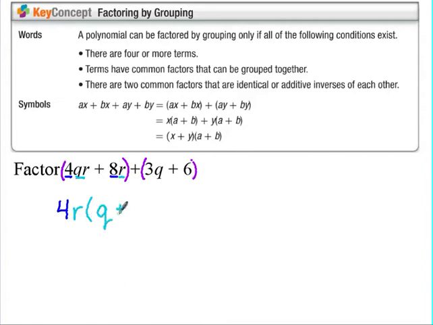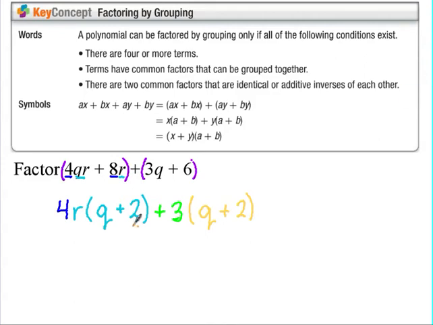4 times what will give me 8? 2. And notice you already have an r there. Now what we're going to do is the same thing with the 3q plus 6. So I have a 3q and a 6, right? What's in common with the 3 and the 6? 3. Is anything else in common with those 2 terms? Absolutely not. So let's finish that. If I take 3 from 3q, that's going to leave me with q, and take 3 from 6, 2.